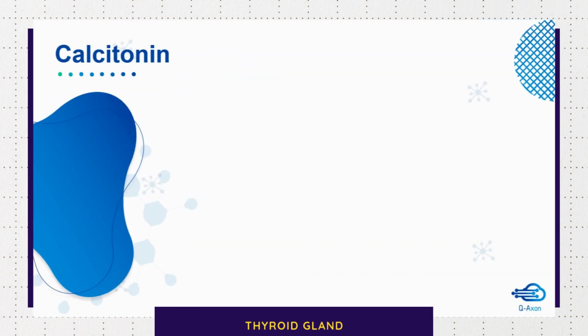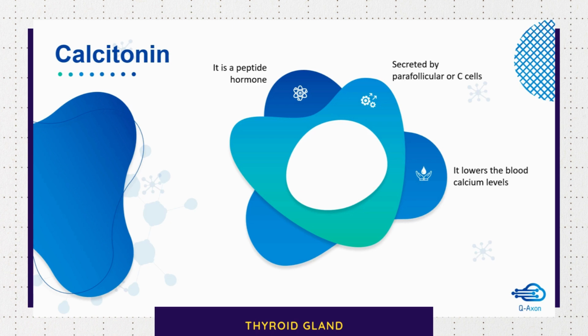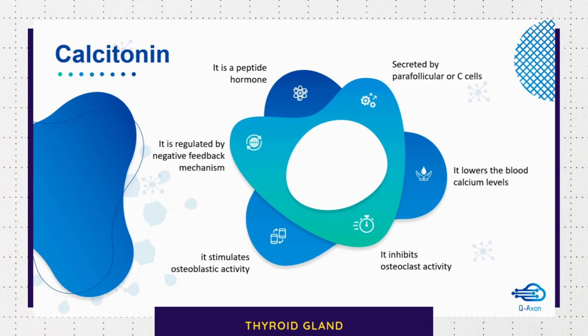Apart from T3 and T4, thyroid gland also secretes calcitonin. It is a peptide hormone secreted by the parafollicular cells or C cells. It plays a main role in lowering the blood calcium levels. It inhibits the osteoclastic activity and stimulates the osteoblastic activity. The regulation of this hormone is by negative feedback mechanism.